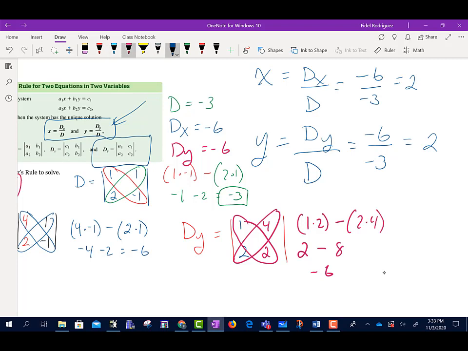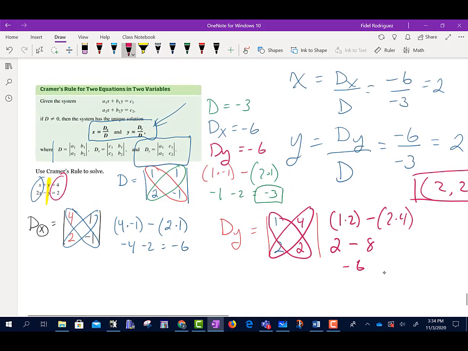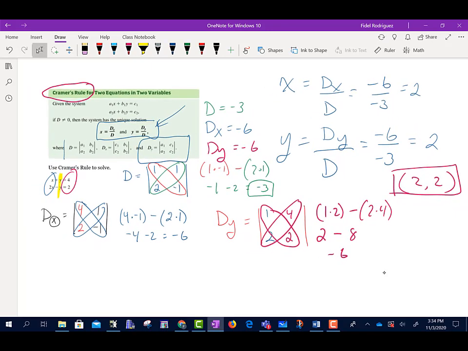So -6 divided by -3 is 2. So remember, now we're looking for the point where those two lines meet. They meet at the point (2, 2). Okay. This is the method of using Cramer's rule. So not Cosmo Kramer from Seinfeld, but Cramer's rule, from some mathematician from back in the day.